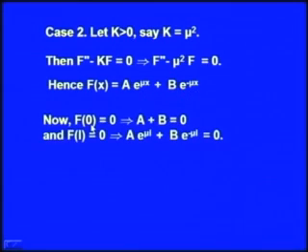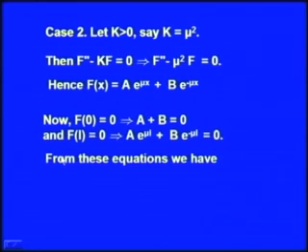Now, making use of the conditions on f, that is f 0 equal to 0 and f l equal to 0, we arrive at two conditions involving a and b. One is a plus b equal to 0, another one is a e to the power mu l plus b e to the power minus mu l equal to 0. Now, when you solve these two equations, put a equal to minus b in the second equation. This reduces to b times e to the power mu l minus e to the power minus mu l equal to 0.